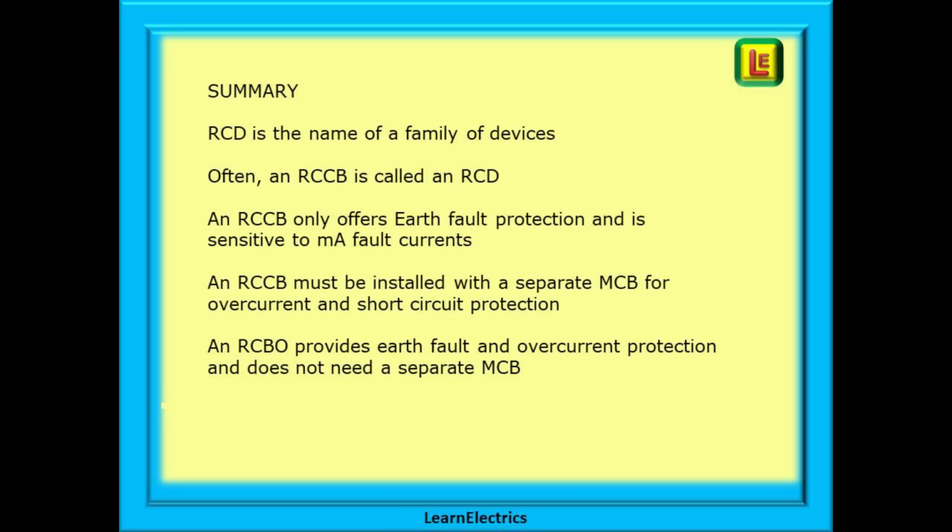An RCCB only offers earth fault protection and is sensitive to milliamps of fault currents. An RCCB must be installed with a separate MCB for overcurrent and short circuit protection. An RCBO provides earth fault and overcurrent protection in one device and does not need a separate MCB.